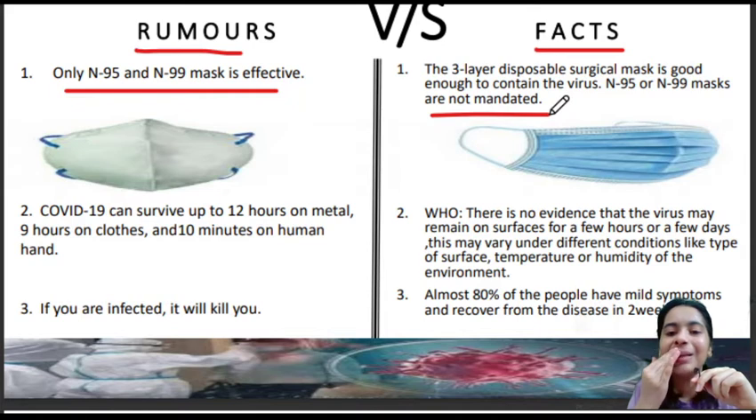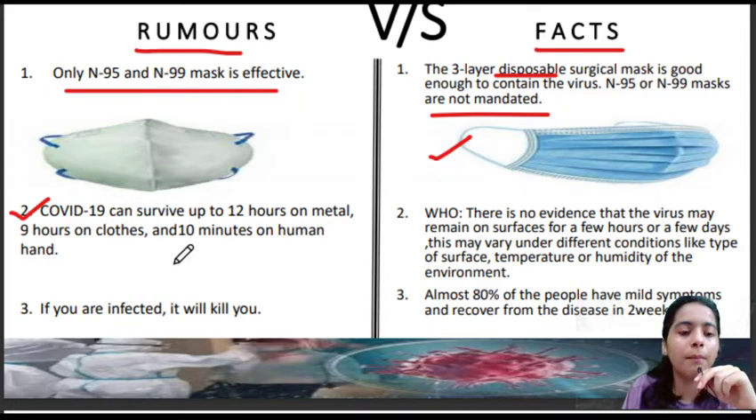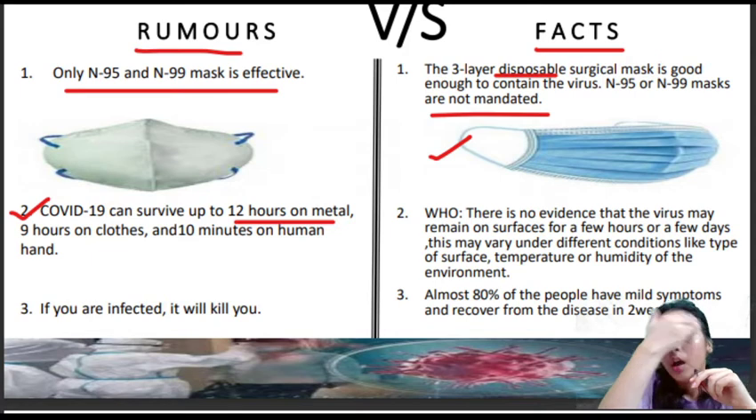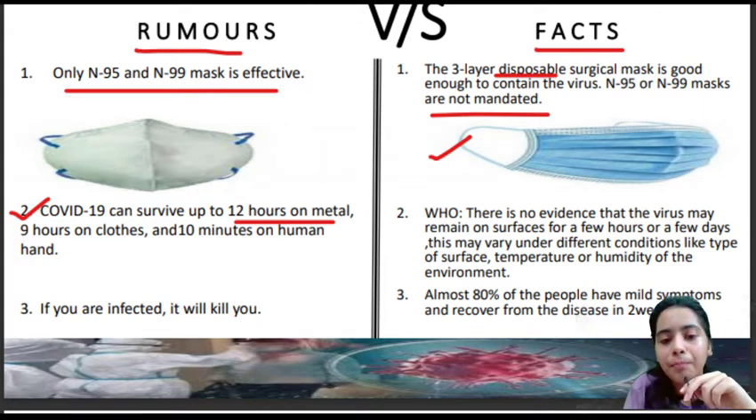So this must be clear that these viruses can be caught by this simple 3-layered surgical mask, and it is disposable, so you may change it day after day or two days after. The second point comes, COVID-19 can survive up to 12 hours on metals, 9 hours on cloth, 10 minutes on the human hand, but there is no such kind of lifespan known till now for the virus.